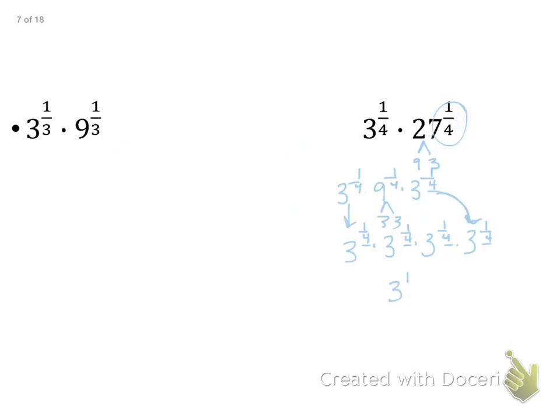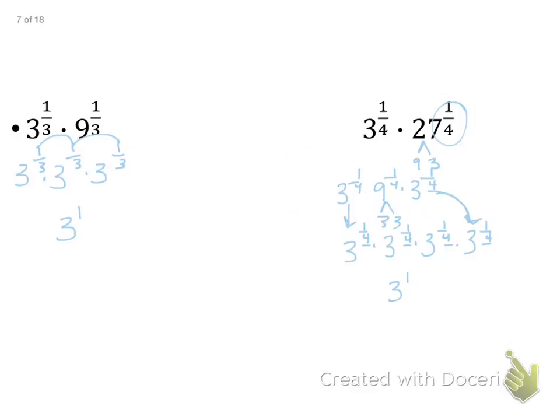Okay, this one. Let's break this into 3 and 3. We keep the same exponent, so they still have 1/3 and 1/3. I keep the same base and add these exponents. 1/3 plus 1/3 plus 1/3 is 3 over 3, which is 1.